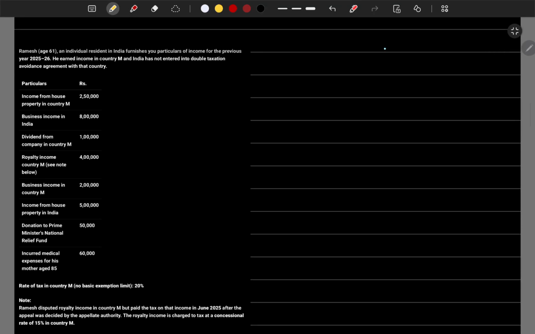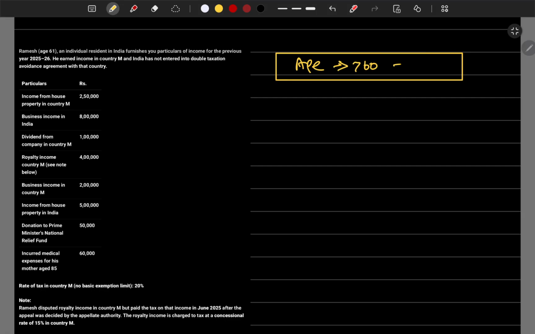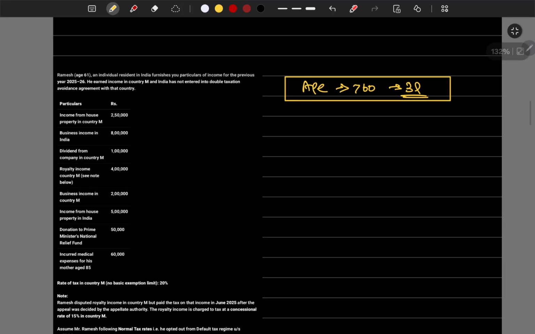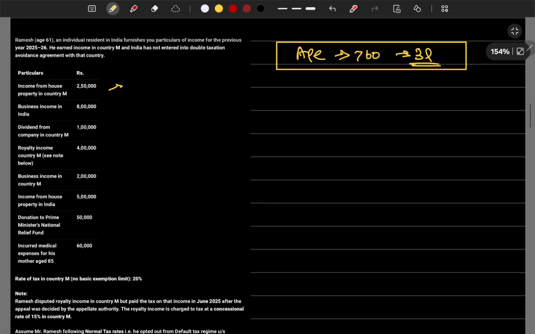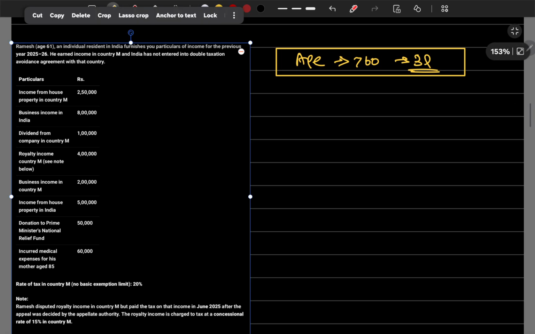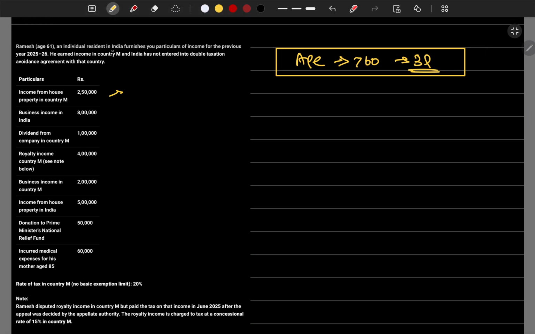DTAA is simple. First we have to check what's the age. Age is more than 60, then 3 lakh is the basic exemption limit. Okay, now I've said that an Indian resident in India furnishes you the particulars of income for the previous year.